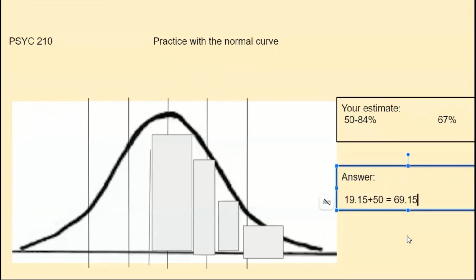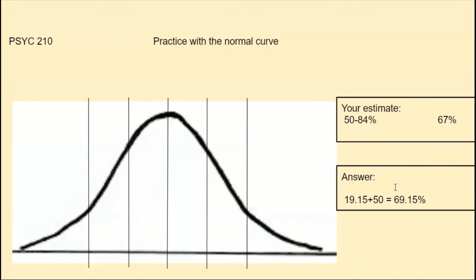69.15. And that would be very nice and close to my 67%, between my estimate of 50 and 84%. And so I'm in good shape here. And again, this is where making sure to check your answer against that estimate is going to save you in the long run. And so let me clear this out, and we're going to move on to talking about how to find a z-score when you're given a percent.